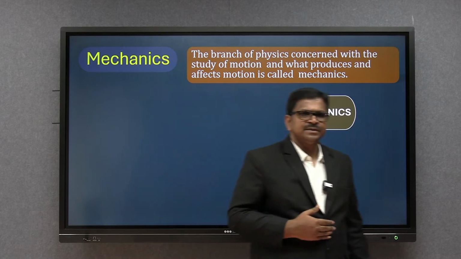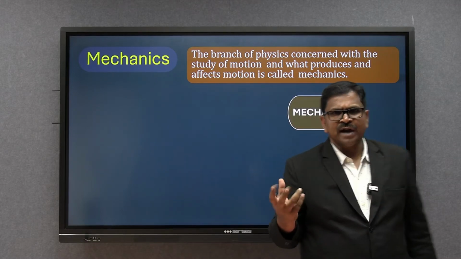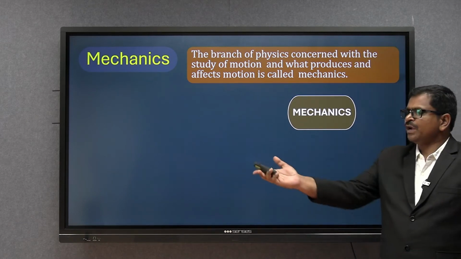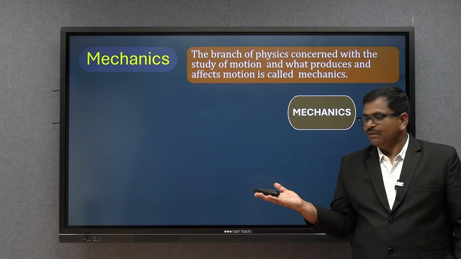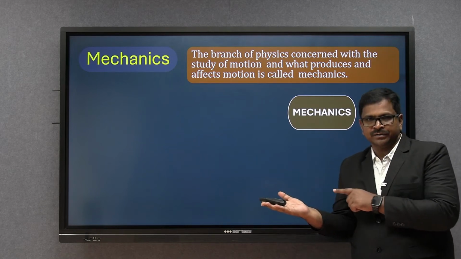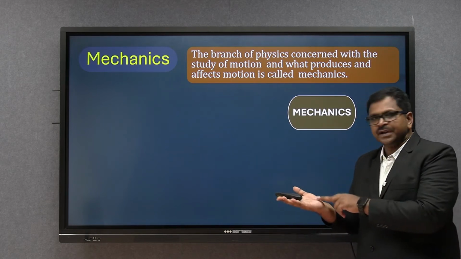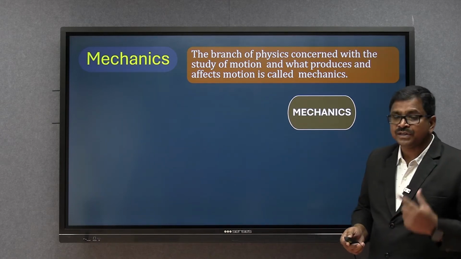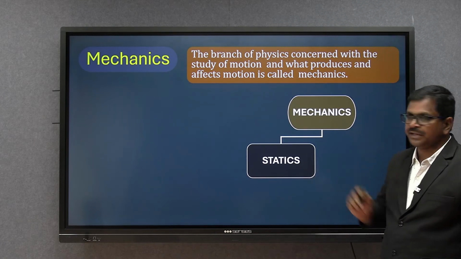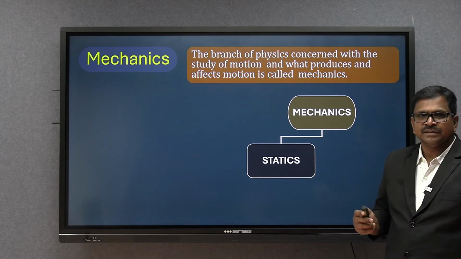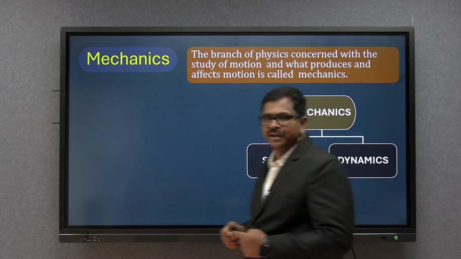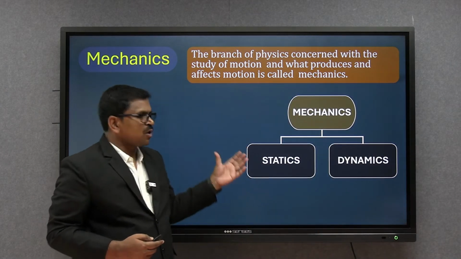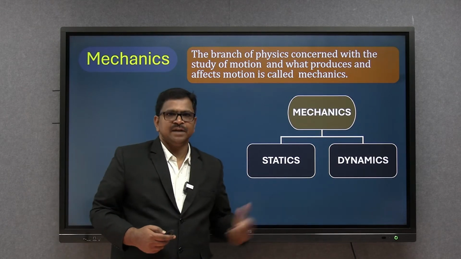Again, in mechanics, we have two categories. The first one is, when the object is moving or not, how can we know whether its position is changing or not? Suppose I want to know the mechanics of a stationary object like this, the study of stationary objects is statics. Similarly, the study of moving objects is called dynamics. So mechanics is broadly divided into statics and dynamics.